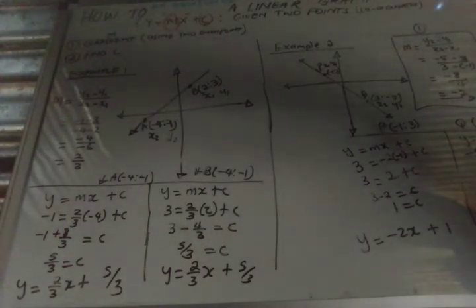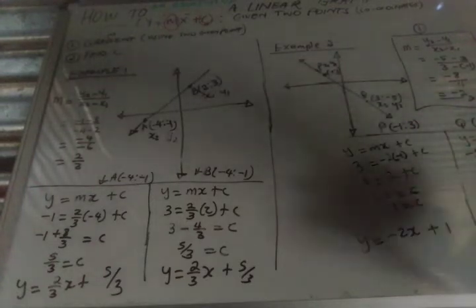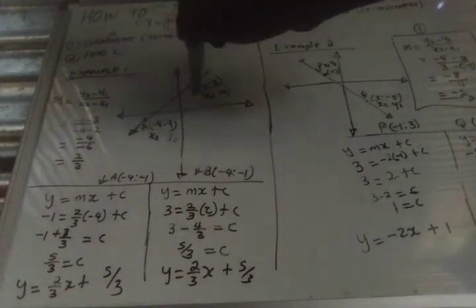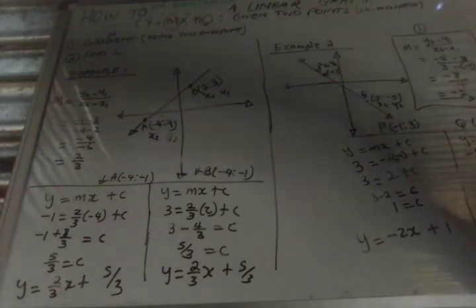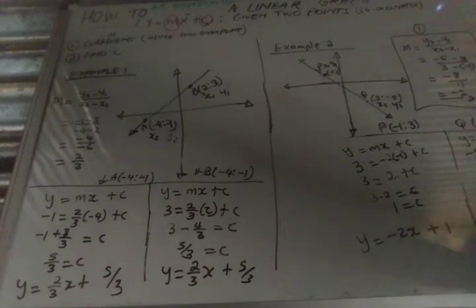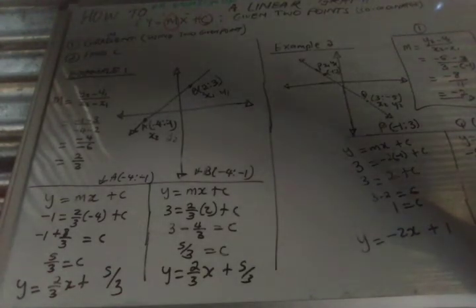After finding our gradient using the gradient formula, what we need to do is take either of the coordinates. We can take the coordinate of A or the coordinate of B, and use it together with the gradient that we got in our first step. Whether we use the coordinate of A or the coordinate of B, we should get the very same c. In this case I've used both of them so that you can see that it doesn't matter which one you use.